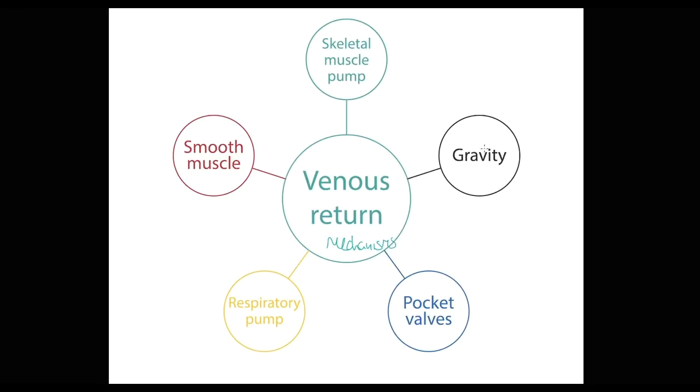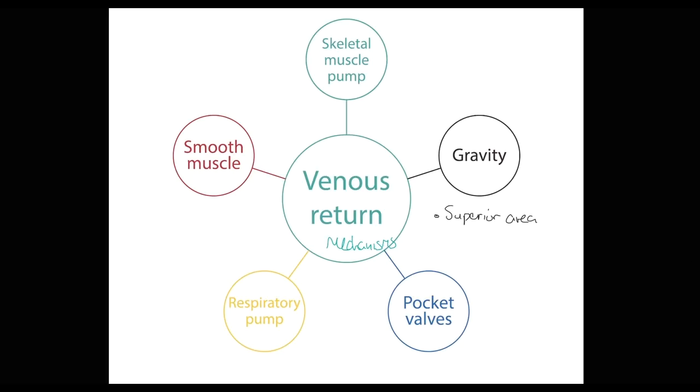All right, so I'll go through the obvious ones first. We've got the notion of gravity. If we are performing something like a shoulder press and our arms are above our head, gravity is going to drop the blood back down to the heart because it's in what we call the superior area. Superior means above the middle, in this case, above the heart.